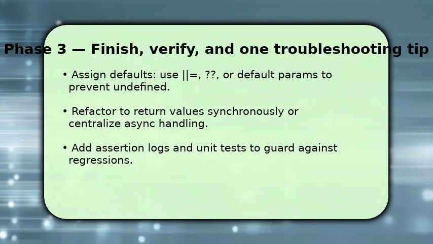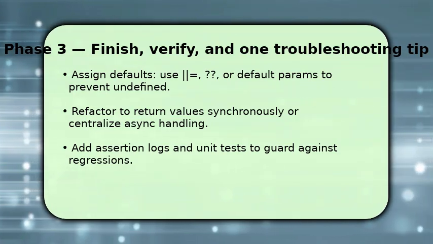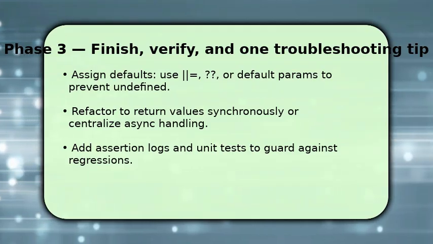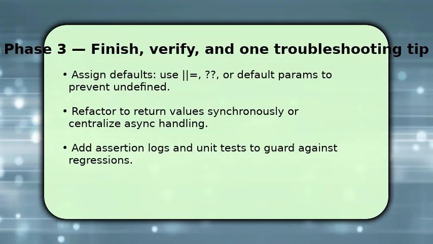After updating, run the code and unit tests. Make sure to add assertion logs. If it still fails, check the network or input source. Intermittent undefined often means a failed fetch.